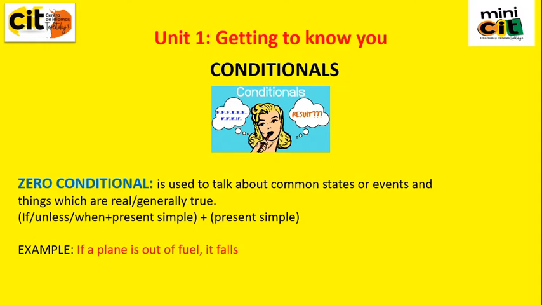First of all, we have the zero conditional. When do we use the zero conditional? It is used to talk about common states or events and things which are real or generally true. Summarizing, we may say for things which are always or most of the time true. The structure we use is if or unless or any other particle, such as when, plus the present simple in the if clause. And then in the main clause, we use the present simple again.